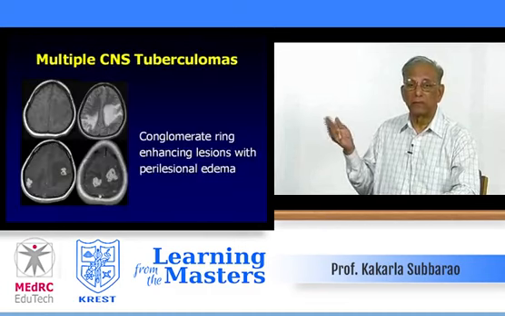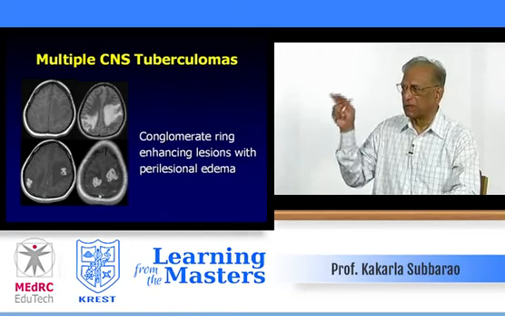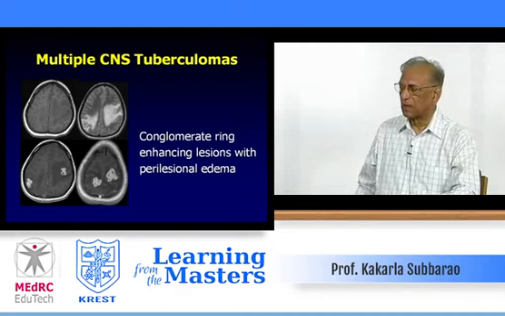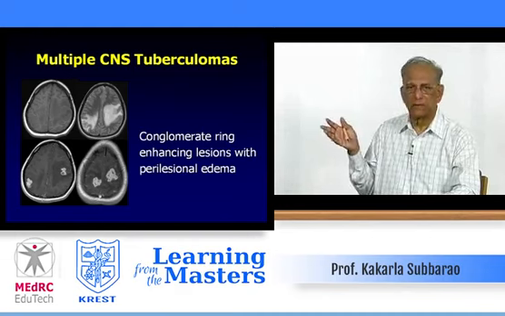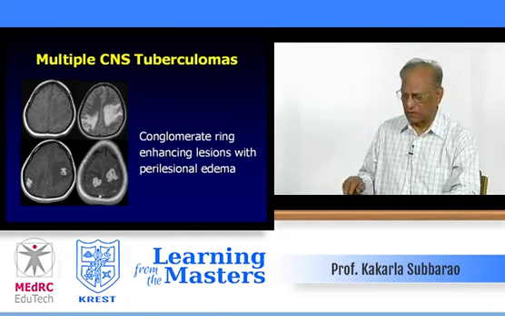Multiple, they can be multiple. Sometimes they simulate cysticercosis. Multiple CNS tuberculosis, conglomerate ring enhancing lesions with perilesional edema. In AIDS patients, multiple tuberculoma is common because of the extensive involvement.